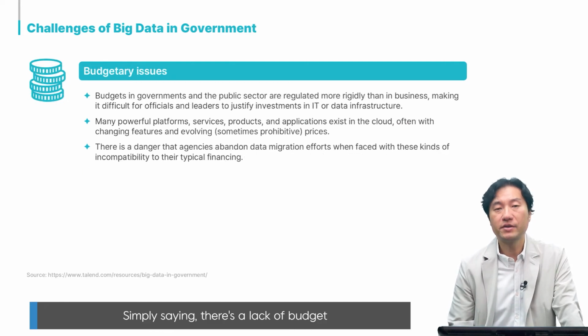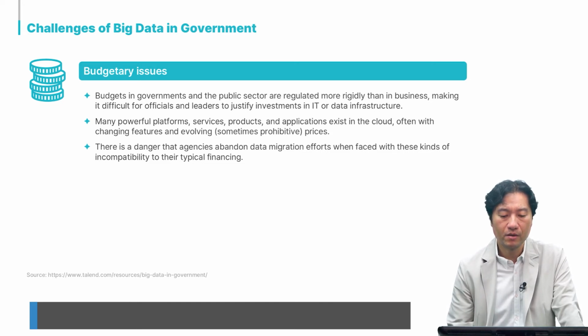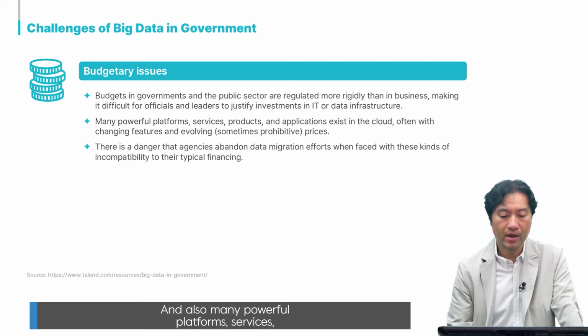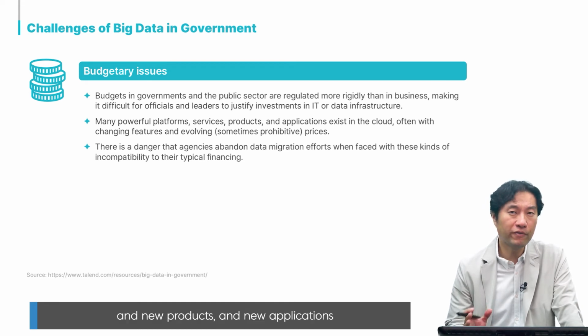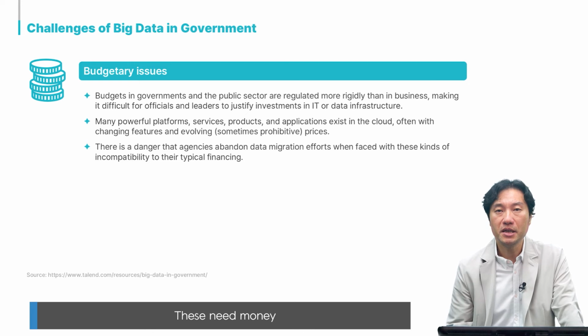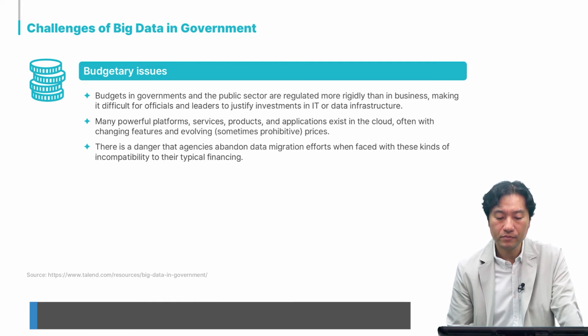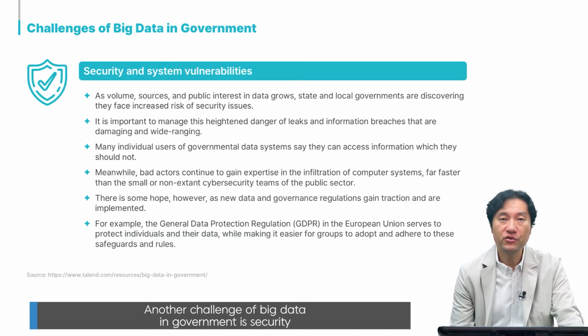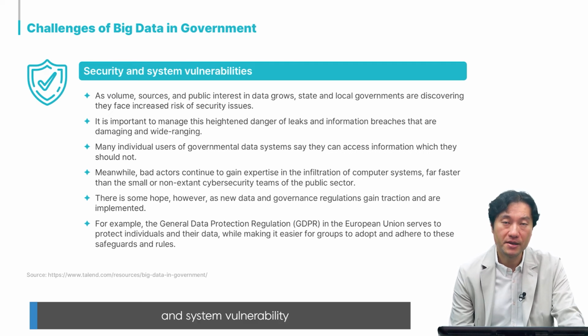Budget issues. Simply saying, there is a lack of budget. There is a paucity of budget. Budgets in governments or the public sector are regulated more rigidly than in businesses. And also many powerful platform services and new products and new applications, these need money. These are pricey, expensive. There is a danger that agencies abandon data migration efforts when faced with these kinds of incompatibility to their typical financing.